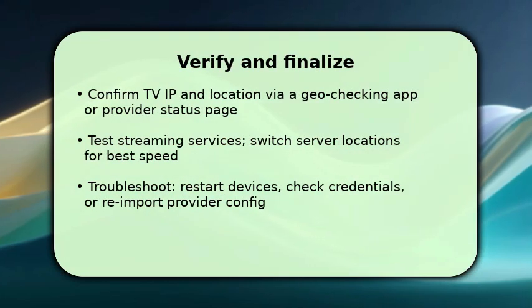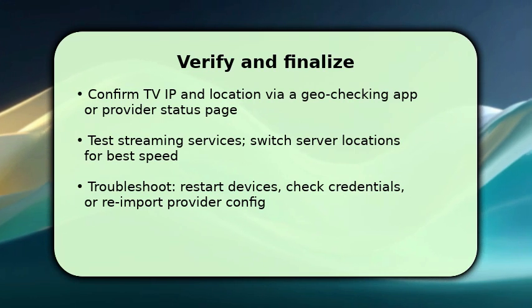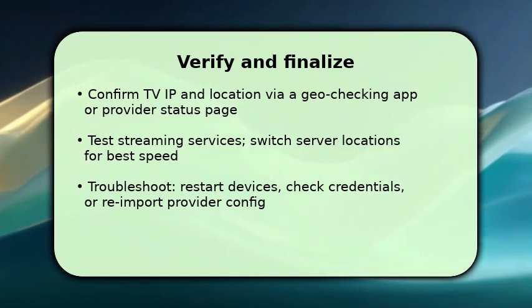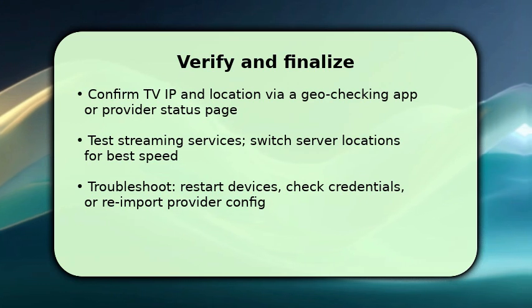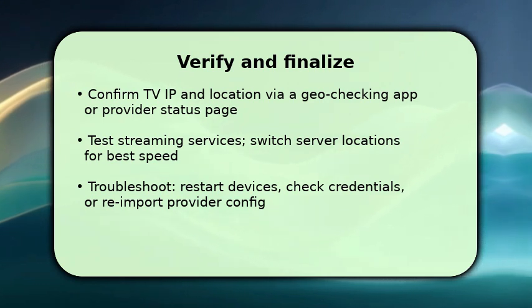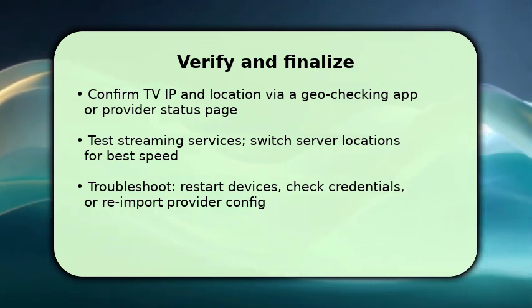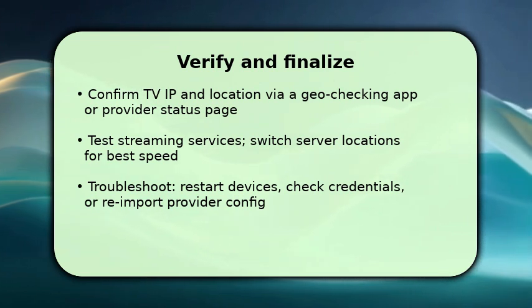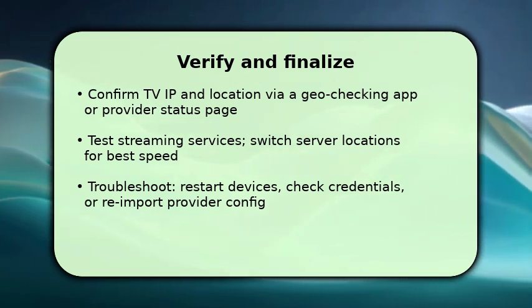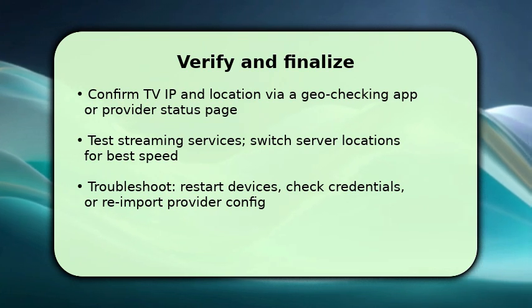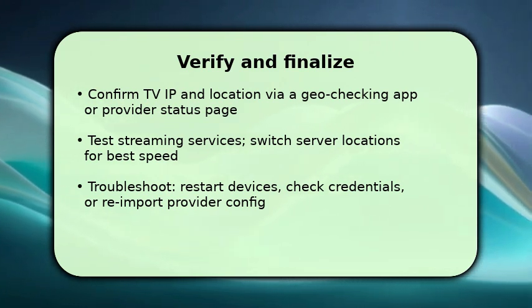You finish by verifying the VPN is active and routing traffic. Open a browser or GeoCheck app on the TV to confirm the displayed IP and country match the VPN server. Test streaming services and try different server locations for lower latency or unblocking content. If playback is slow, switch protocols or pick a closer server.